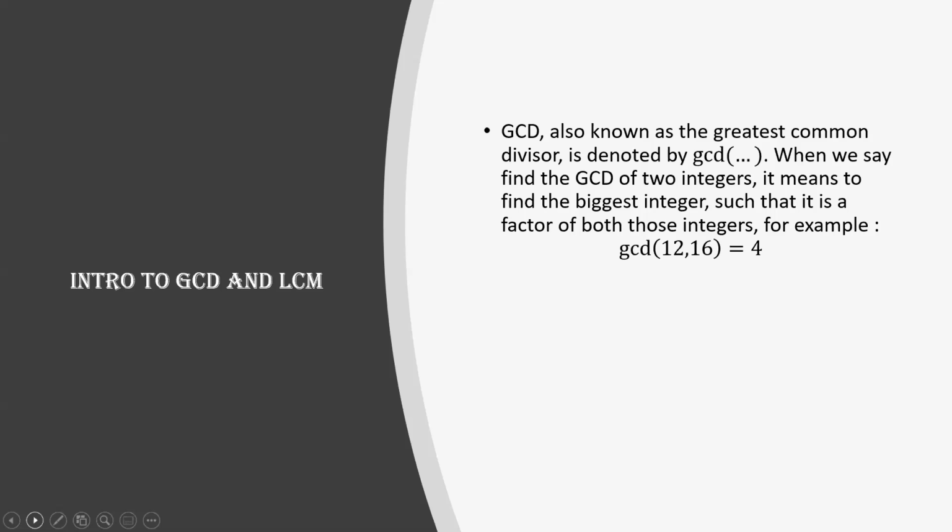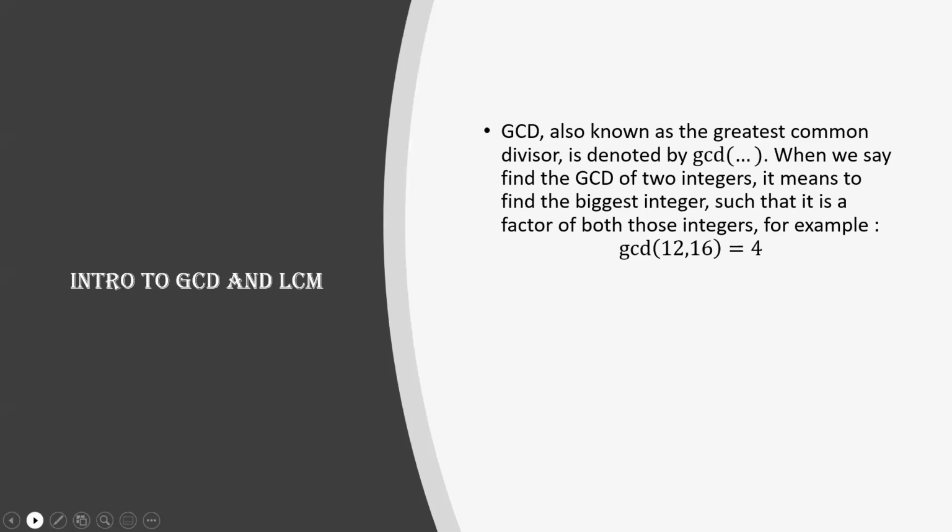Let's take an example. Here's a simple example. The greatest common divisor, or GCD, of 12 and 16 is nothing but 4. Why? Because when you break 12, you decompose it into its prime factors: 2 into 2 into 3. Similarly, 16 is 2 into 2 into 2 into 2. So it's 2 square times 3 and 2 power 4. Now you want to find the biggest divisor which is common between 2 square times 3 and 2 power 4. Obviously, it is going to be 2 square, which is nothing but 4. This is a method for finding the GCD of two numbers. It is the most basic way of doing it.